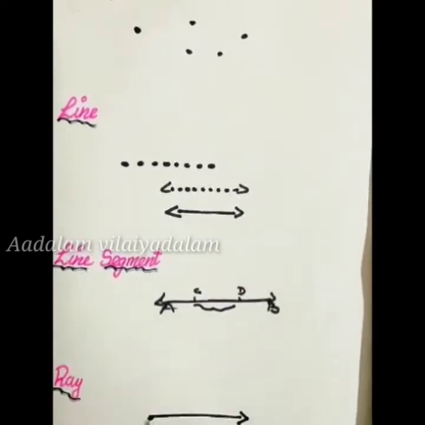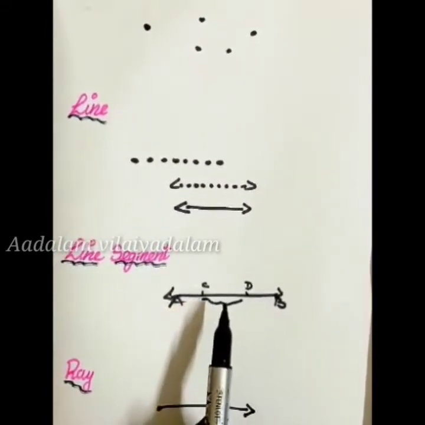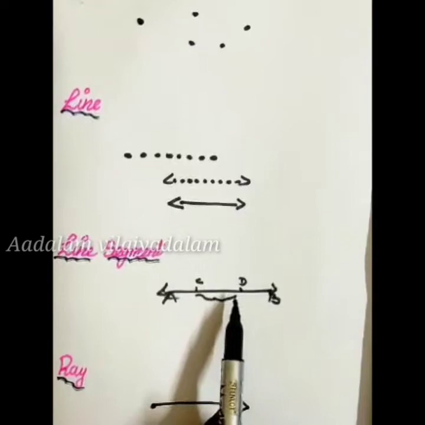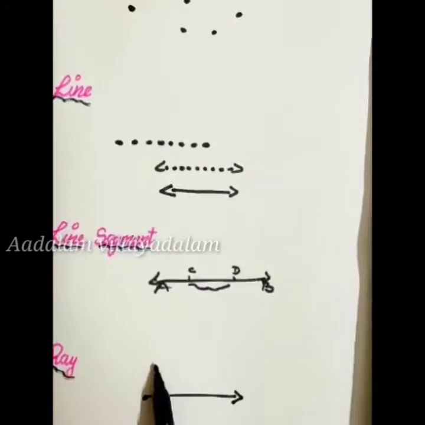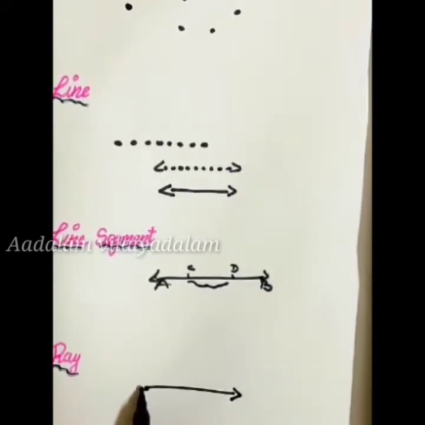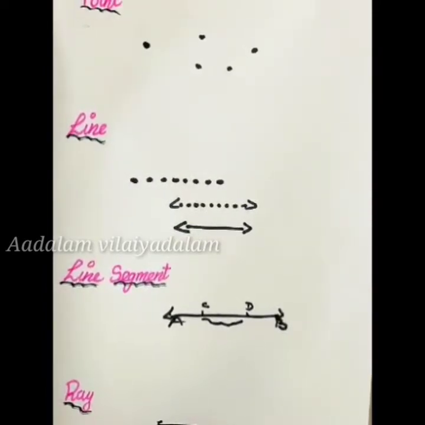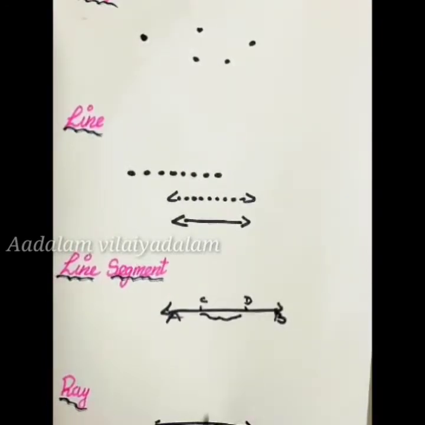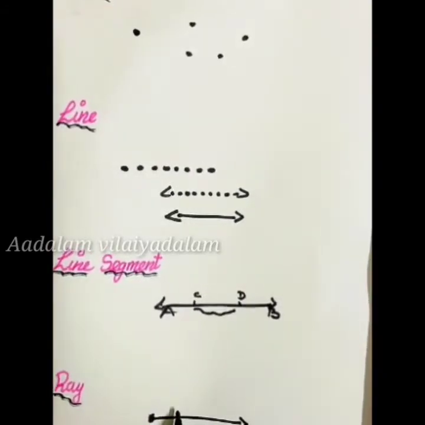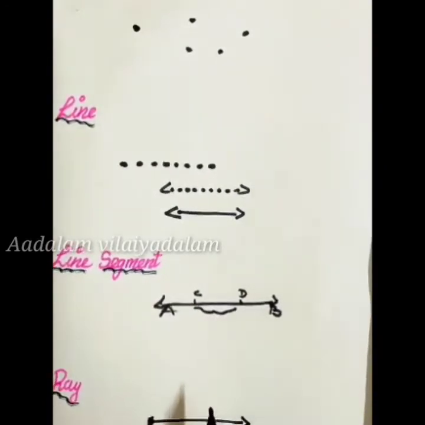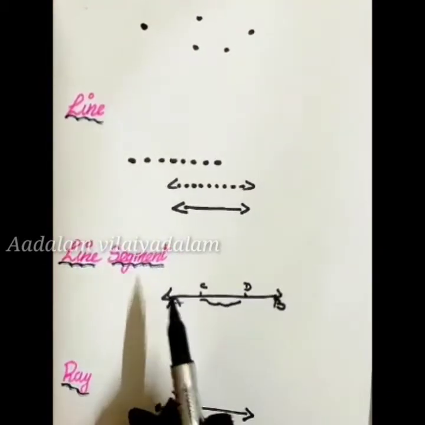Okay children, a line segment is also the same as a ray, but the only difference is that a line segment CD contains two endpoints, but a ray contains only one endpoint and extends in one direction without ending. Understand, children? So this is called a ray. It can extend in only one direction. I hope you all understand point, line, line segment and ray.